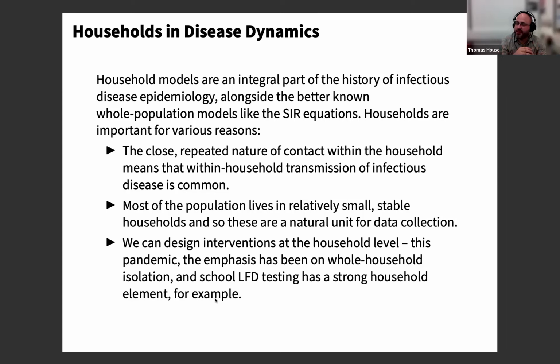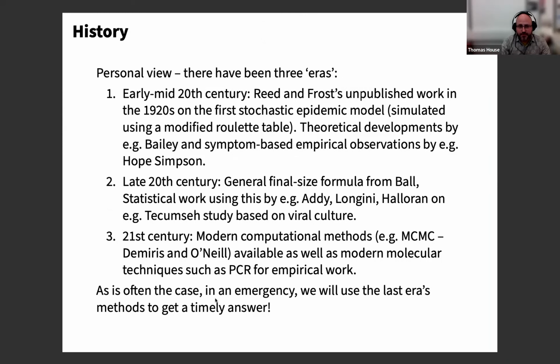So everyone in high schools was encouraged to test twice weekly. But if you shared a household with someone who was in school, when the schools were open and not much else was, households containing school students were also testing, right? So there was a household element to the routine testing, the intervention-based testing, as well as this kind of surveillance testing.